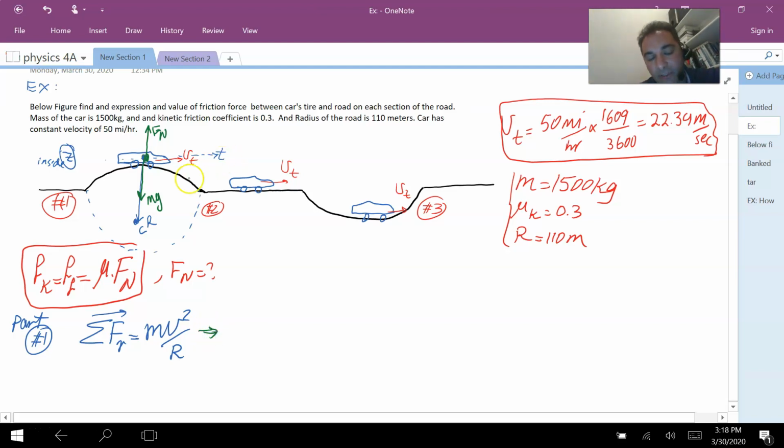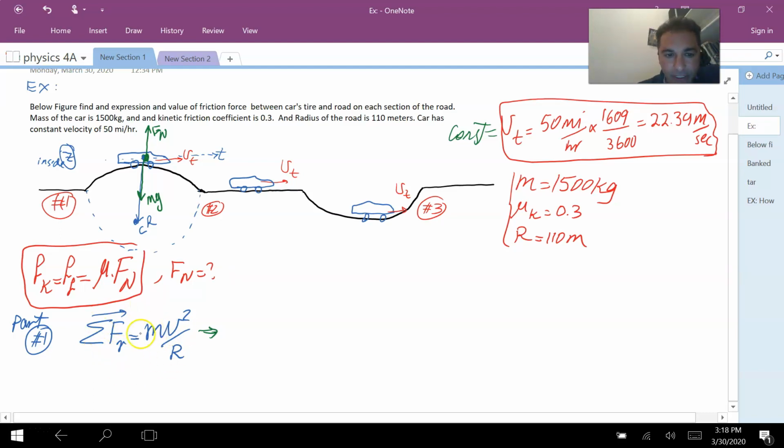Therefore, I don't have forces on tangent axis because Vt is constant. This Vt is constant, so no acceleration. And I don't have friction. I do have friction. Yeah, I do have friction. And I don't have forces on z-axis, I mean. Okay?